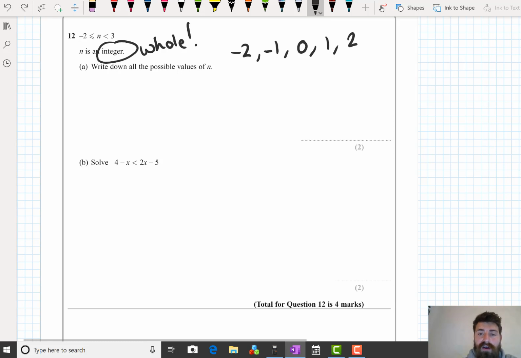The reason why is because students can tend to miss this one, or they can tend to include that, but they still may be awarded 1 mark for including the rest of the values. Solving this inequality. Solving an inequality is just like solving an equation, except if you divide or times by a negative, you must remember to flip the sign round.